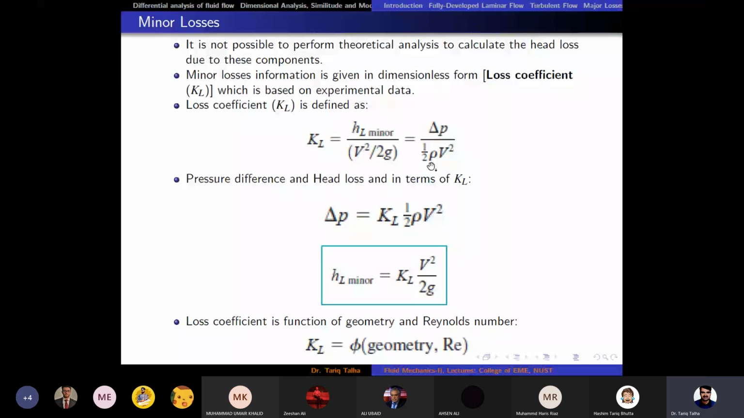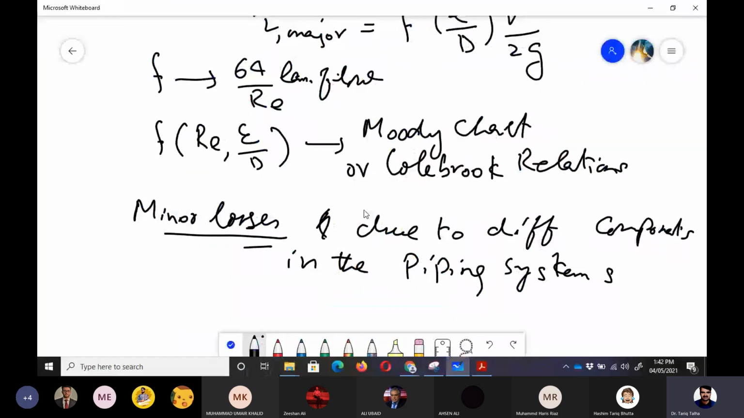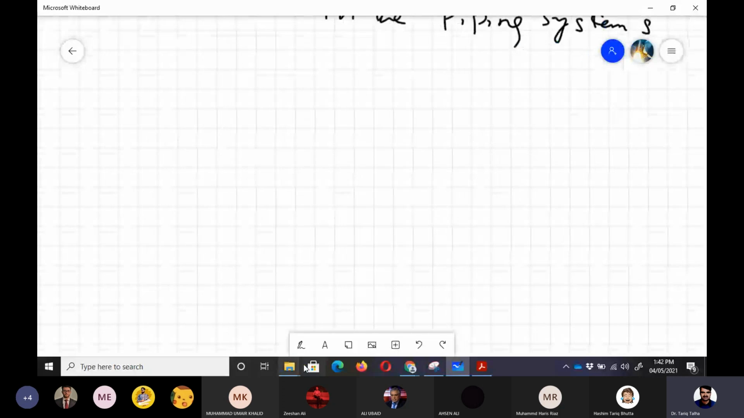If we want to write it, delta P would be the pressure drop which would occur in that component. That can be easily seen: delta P would be equal to KL into half rho V squared. If I explain it further on the whiteboard, we are talking about the pressure drop.